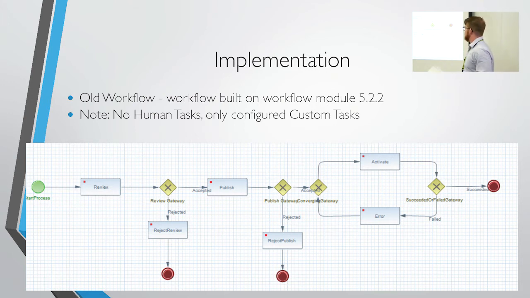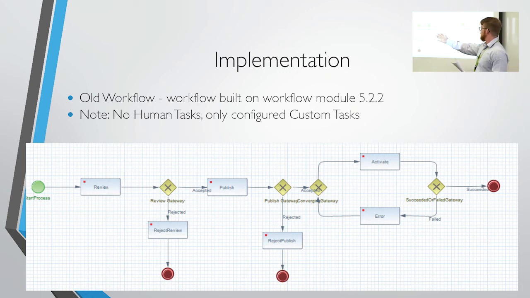Here's what our old workflow looked like. This is built on workflow module 5.2.2, and you'll note there's no human tasks, and we only have configured custom tasks in here. By custom tasks, I mean the activities here. Rich called out the 3 items: there's the events, gateways, and activities. These 2 guys at the end, the green and the red ones, those are the events. That's what kicks off our workflow.